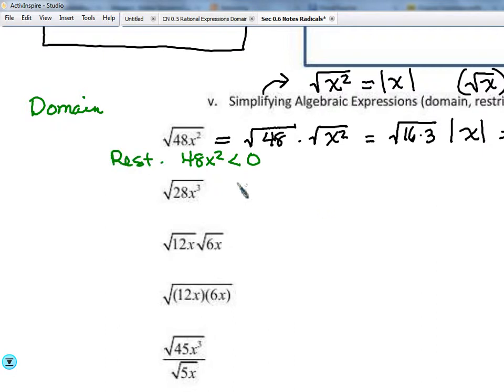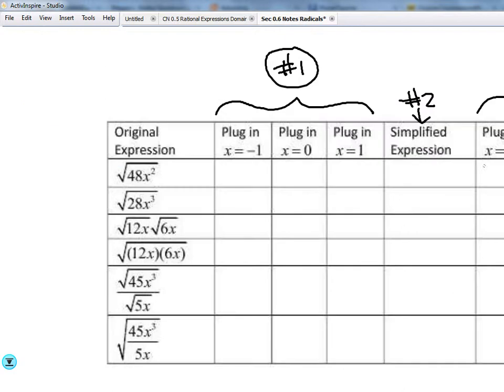When does that happen? In this case, hopefully you'll go, wait a minute, 48 is positive, x squared is positive. This never happens. So there are no restrictions. In this problem, the domain is -infinity to infinity. I want to make sure I can plug in positives and negatives and 0, and I'm fine. Now let's do the test on our little part here.